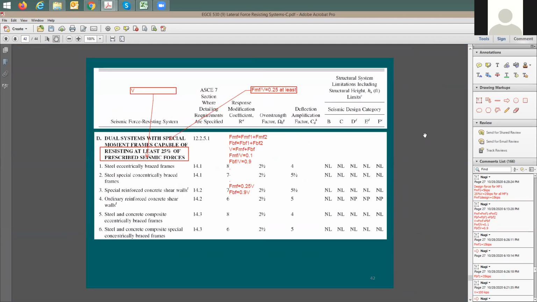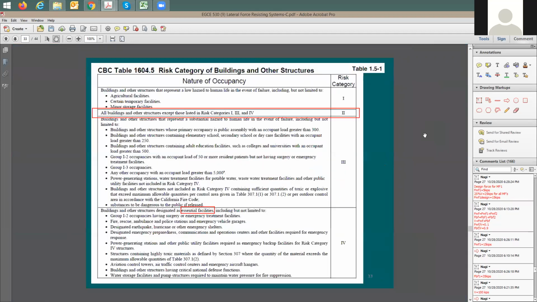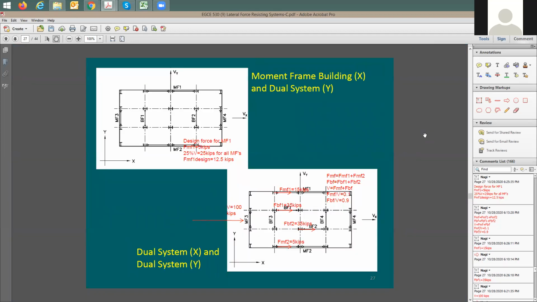So Professor, do the forces in moment frame 1 and moment frame 2 always have to be equal, or can they be different? They can be different. They can be different, but distributions can be relative to each other.